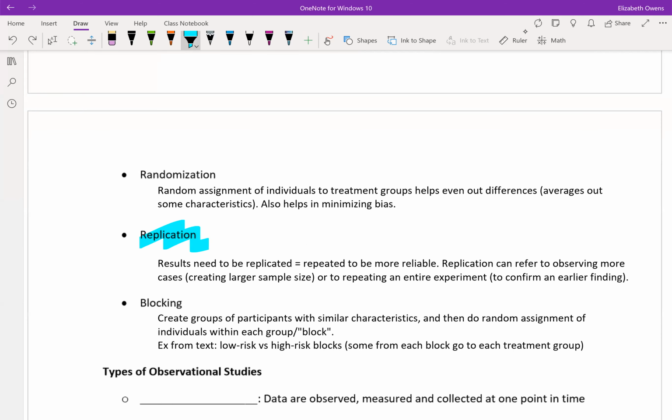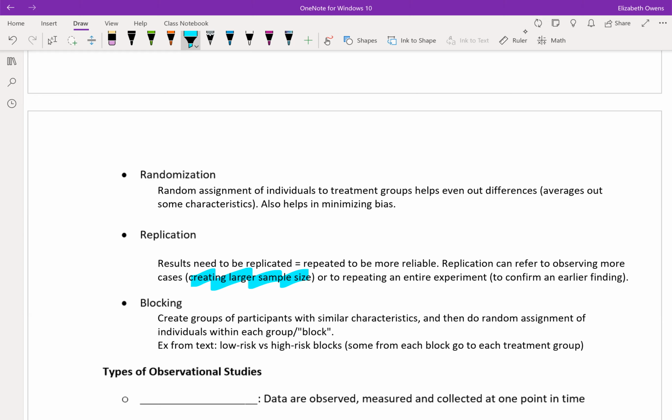Next, we have replication. And that idea is that results need to be replicated or repeated to be more reliable and more trustworthy. So, replication can refer to observing more cases. So, we're repeating our results on a scale of individuals. So, you're replicating this result over more and more people or more and more objects, more and more cases. This is going to create a larger sample size, which we've mentioned a couple times. Larger sample sizes are generally considered to be better, more reliable in studies.